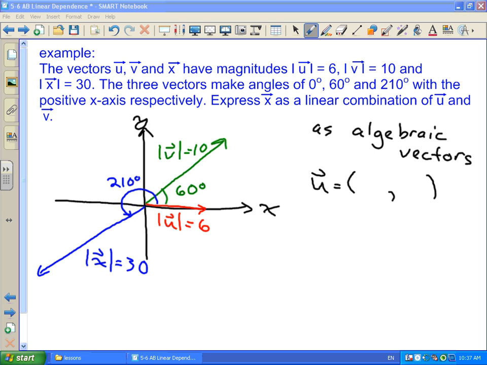U is the easiest one. It only points in the positive x direction, so it only has an x component. So that x component has to be 6, and the y component has to be 0. V and x are going to be a little bit trickier.